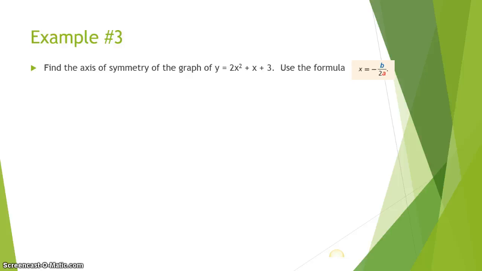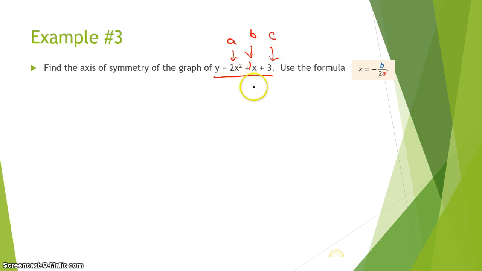For example 3, they want us to find the axis of symmetry of the graph given the equation y equals 2x squared plus x plus 3. Here we're going to use that axis of symmetry formula, which is x equals -b over 2 times a. So we can look at this and say this 2x squared, my 2 is representing my a. I don't have a value in front of x, so we can call this 1, and that value is going to be my b. And 3 is going to be my c.